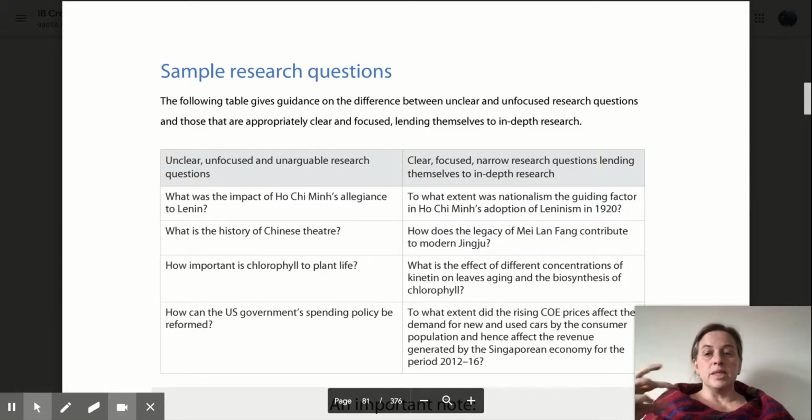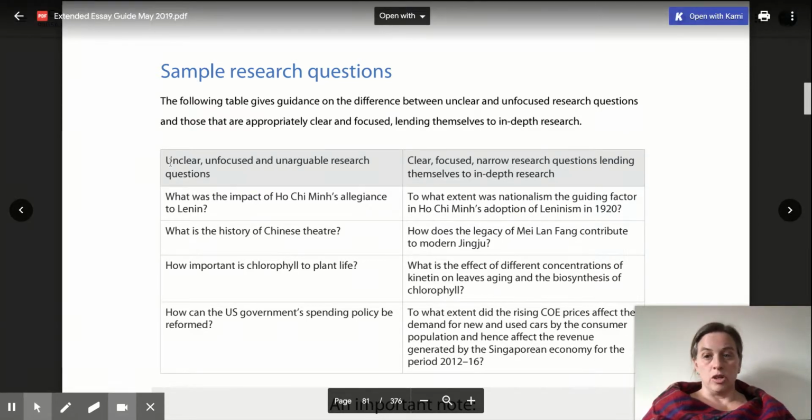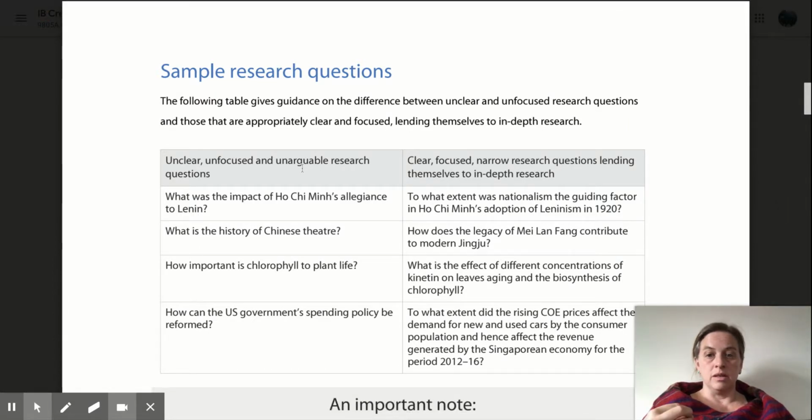Here are some sample research questions. On the left side of this chart, they have unclear, unfocused, and unarguable research questions. For example, what is the history of Chinese theater? To me, that sounds like a report, right? It sounds like something you might do in 5th grade or 7th grade or 8th grade, where you're just writing everything you can about Chinese theater. In 1575, this happened in Chinese theater. You don't want that kind of a report.